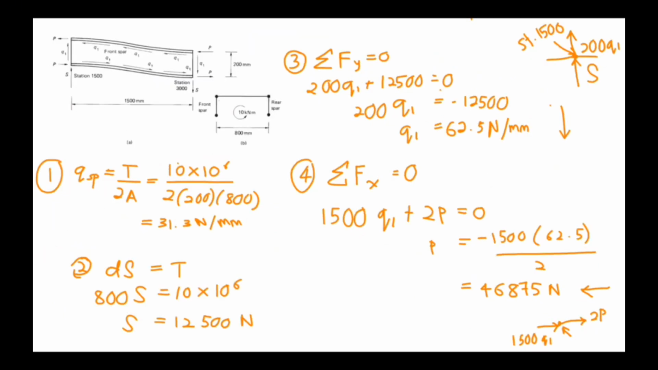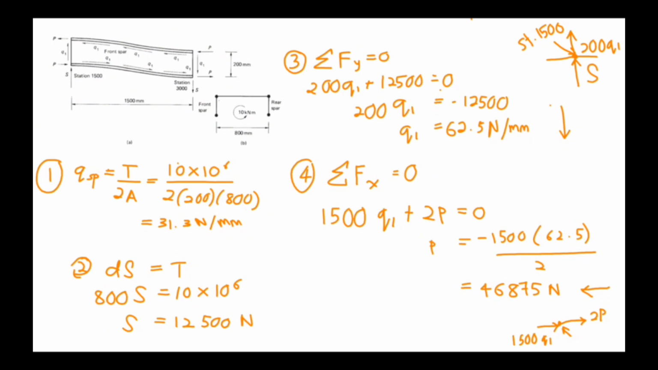Next, we need to find the flange loads P. For this solution, I use the equation of equilibrium in the lower part of the front spar. We can use either the lower part or the upper part. Both parts will give the same answer for P.